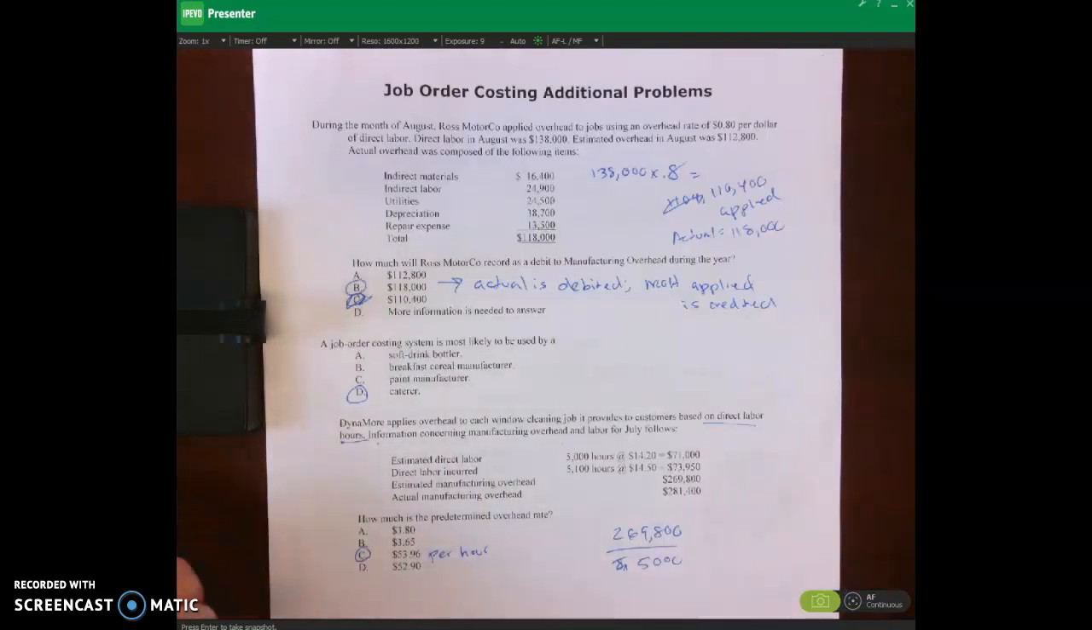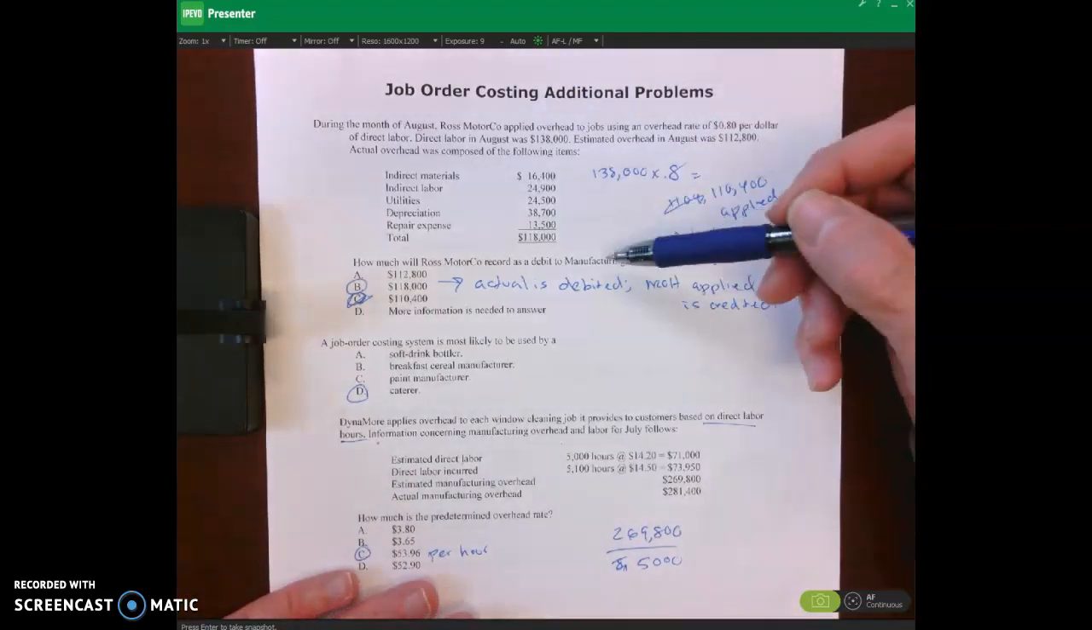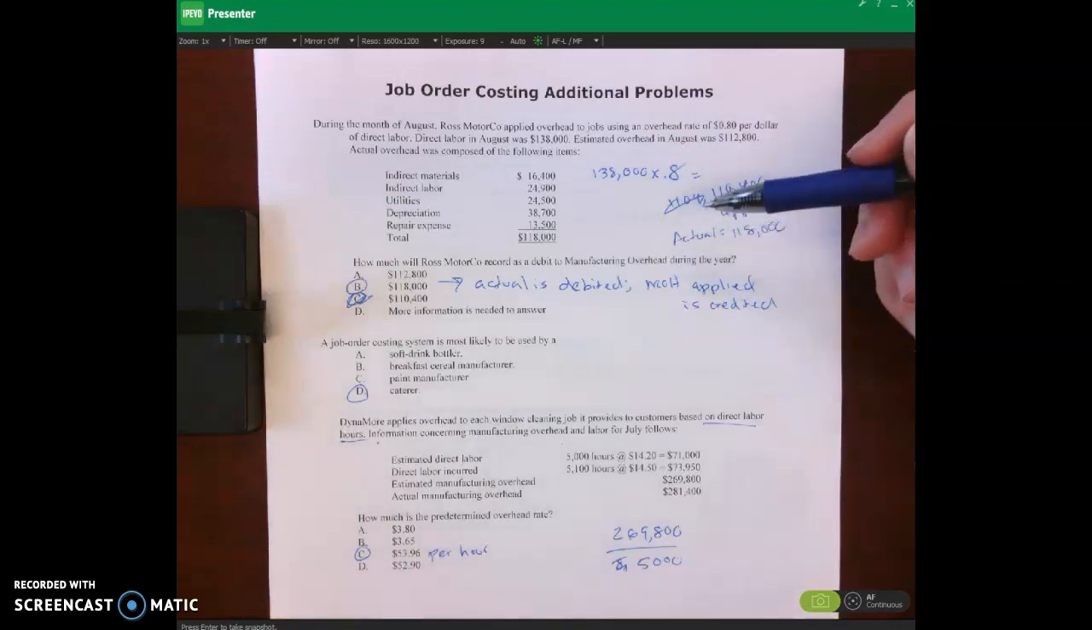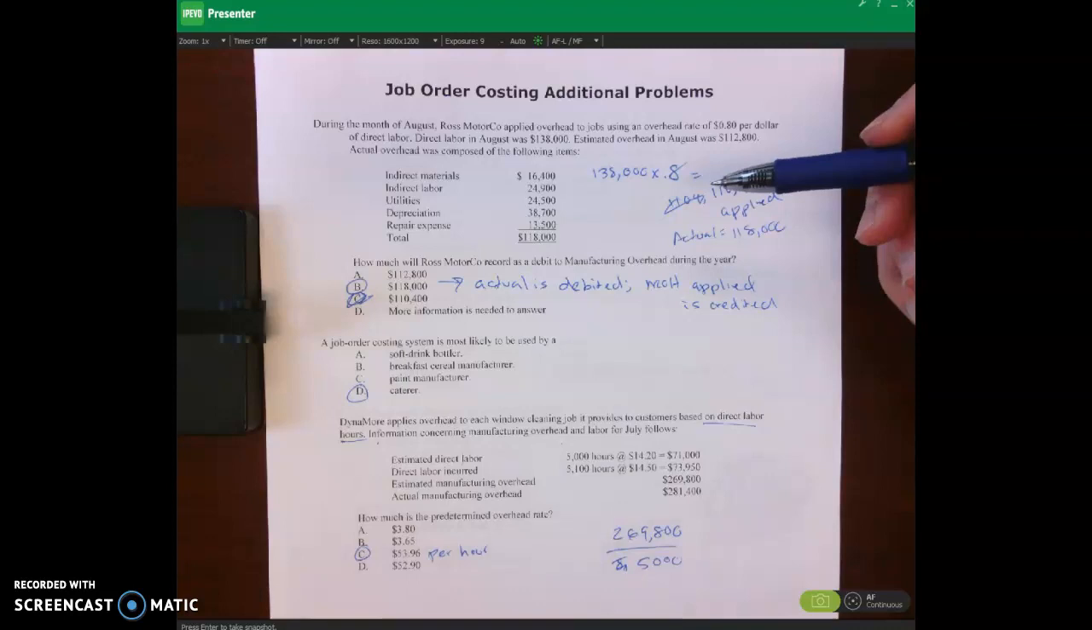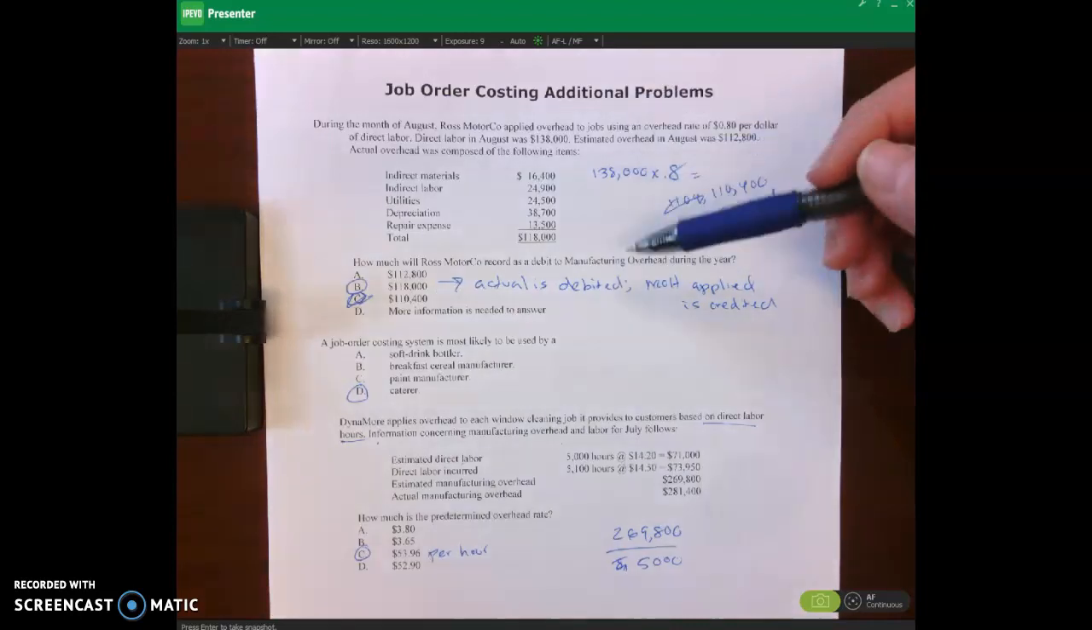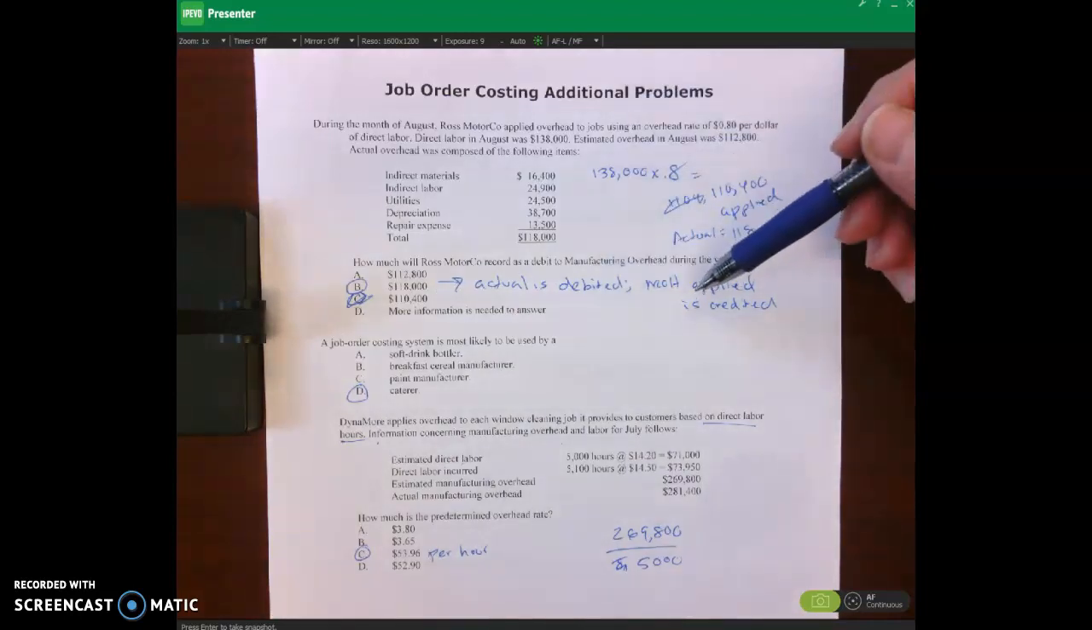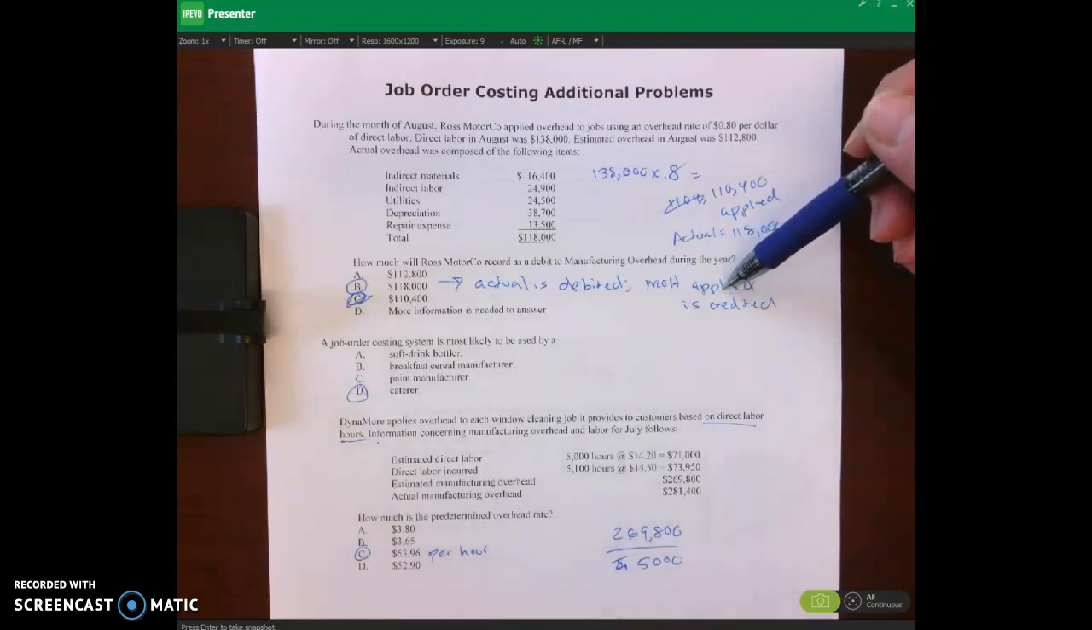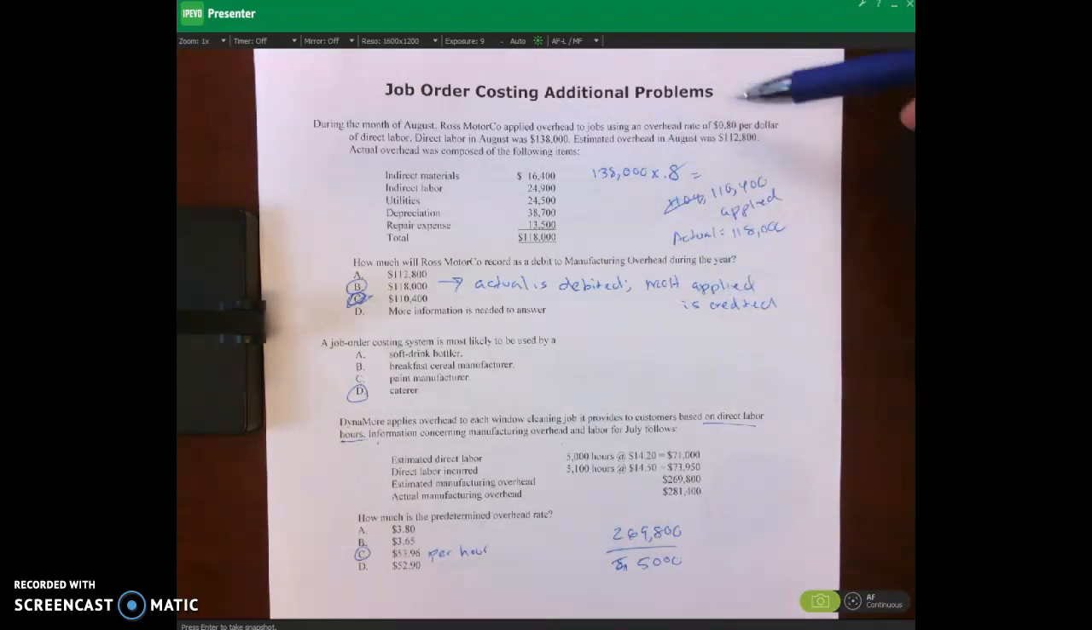First one is, during the month of August, our company applied overhead using a rate of 80 cents per hour. This is our predetermined overhead rate. Direct labor was $138, estimated overhead $112,800. Actual overhead is all these items. How much will they debit overhead? Well, the key is you have to remember that the debit to overhead is the actual overhead. So B is the right answer. Actuals are debited to MOH, manufacturing overhead. Applied, which is our 138 times 0.8, which would be 110,400, would be credited.